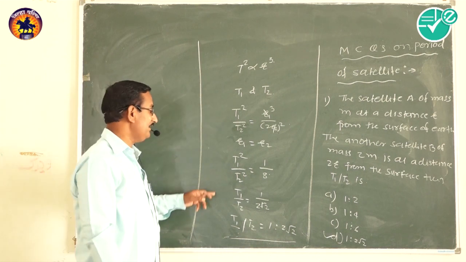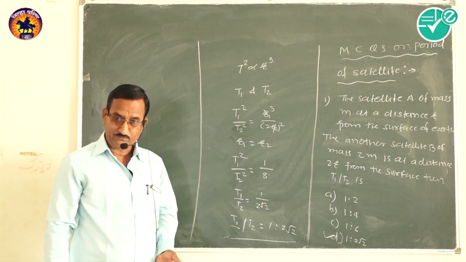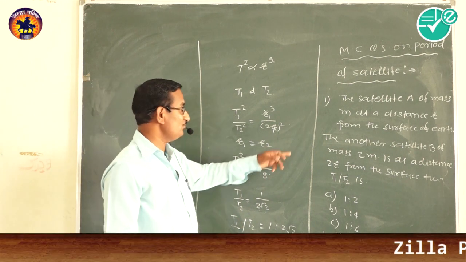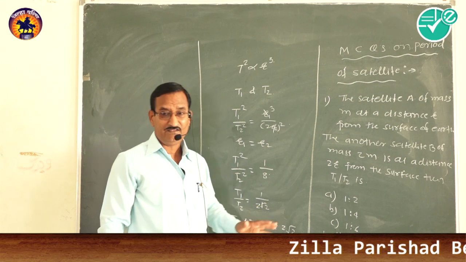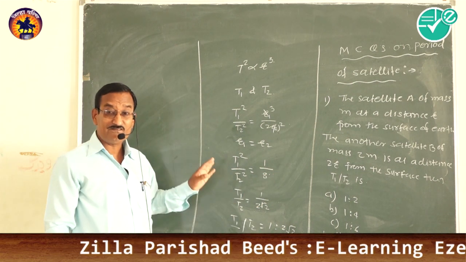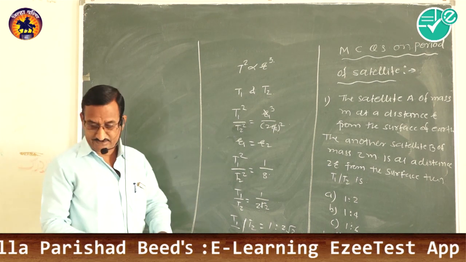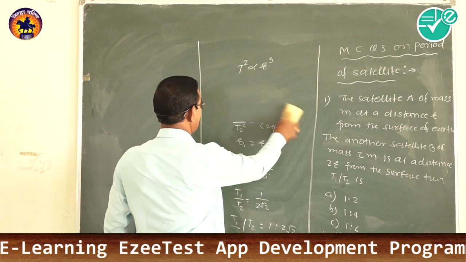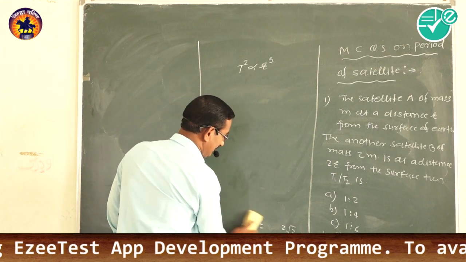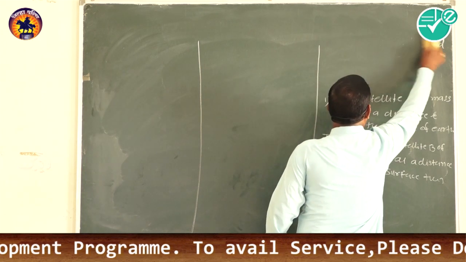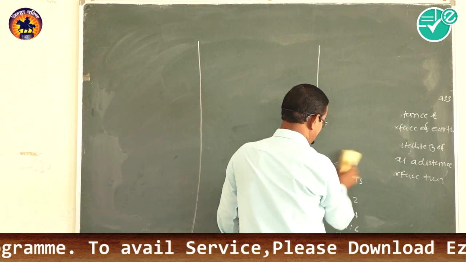Similarly, we have to derive or determine the correct alternatives which are asked in the examination in this way. That is the MCQs on these articles. Then we have to see another article, that is the binding energy of the satellites.